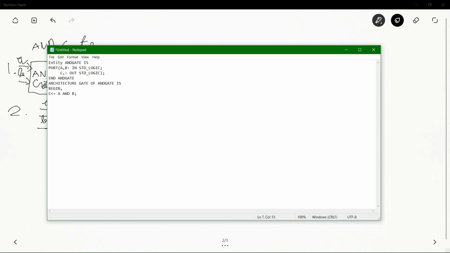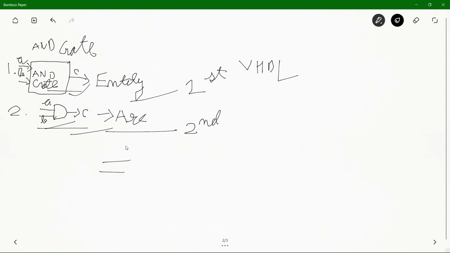And then again, after writing this step, we have to end my architecture. So for ending my architecture, we have to write end, and then the architecture name we have given, which is gate, right? So after writing this step, till this step my compiler was basically making this block.